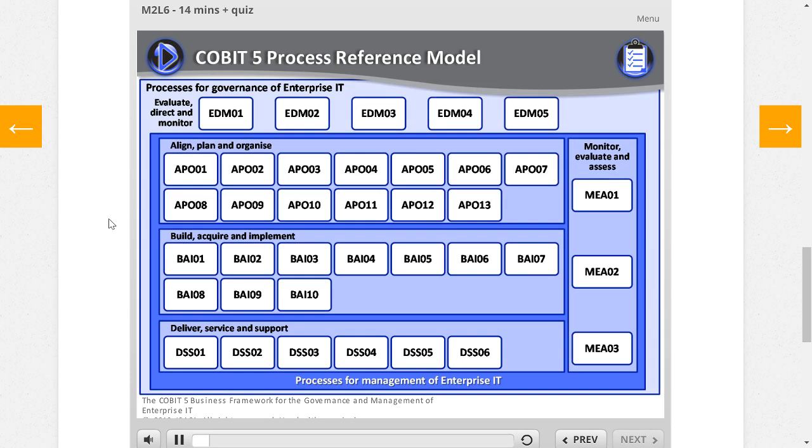The groups of processes are known as domains. One domain consists of the governance processes. The management processes are grouped into 4 domains: Align, Plan, and Organize, or APO, Build, Acquire, and Implement, or BAI, Deliver, Service, and Support, or DSS, and Monitor, Evaluate, and Assess, or MEA. The diagram on the screen shows the 37 processes in their respective domains.